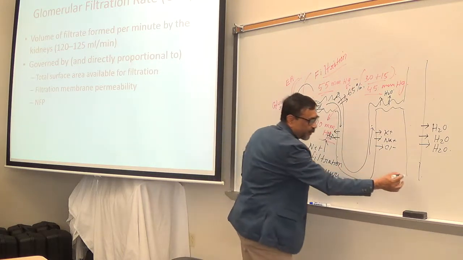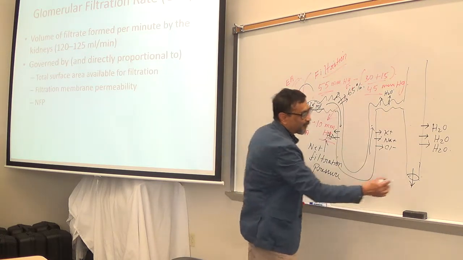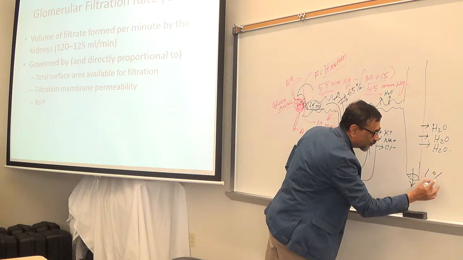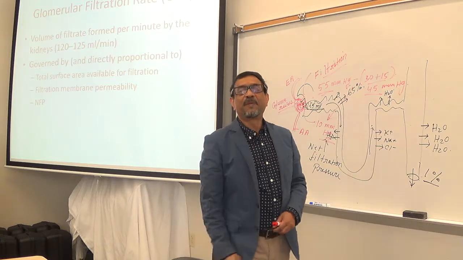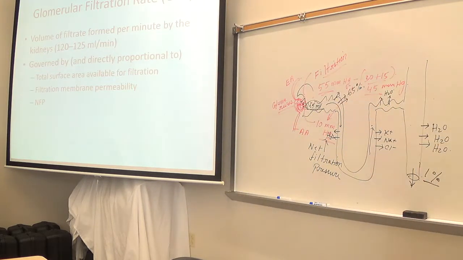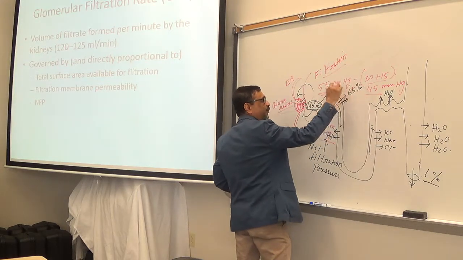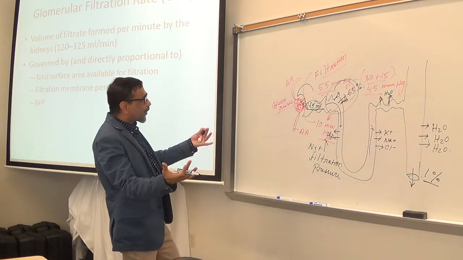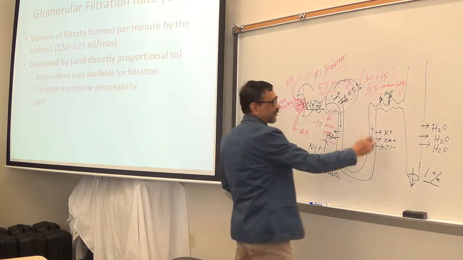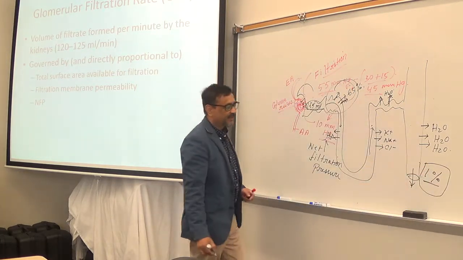So when the fluid gets out from the collecting duct here, only how much remains? 1%. So 1% of filtrate becomes urine. 99% is taken back into the body. 65% here, and the rest, how much? 34% is reabsorbed in different parts. Okay, so only 1% gets out as urine.